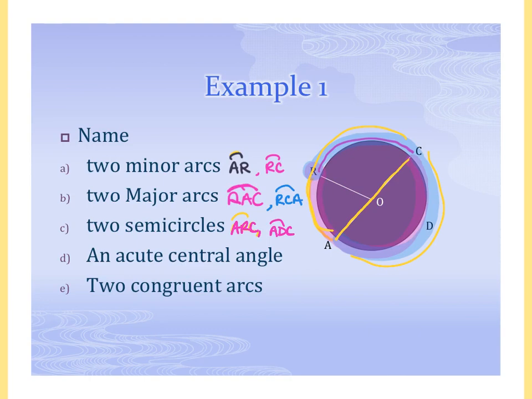And an acute central angle, think, acute still has to be under 90. So this one appears to be 90 or bigger than 90, which means my acute one would be ROA.